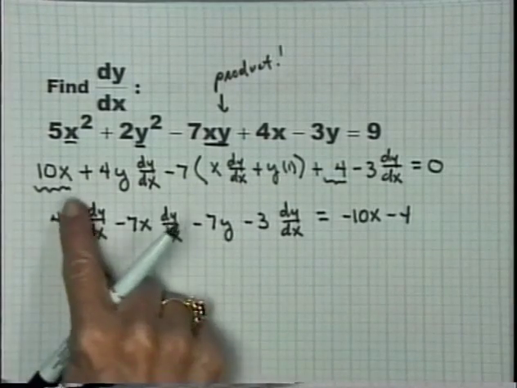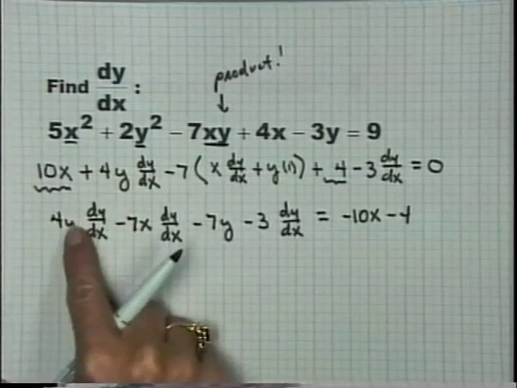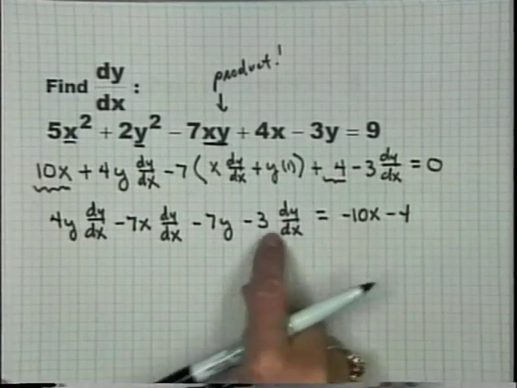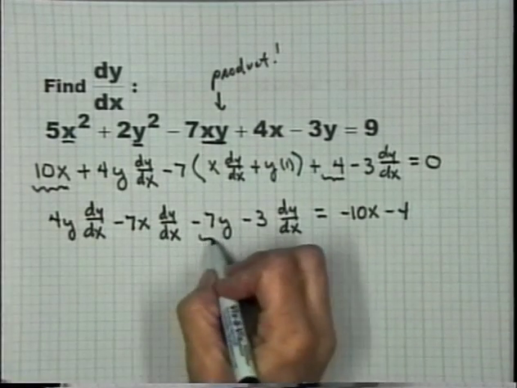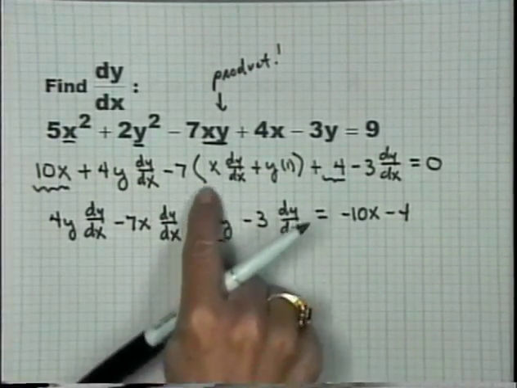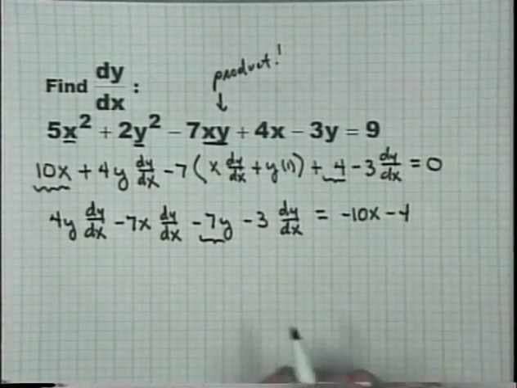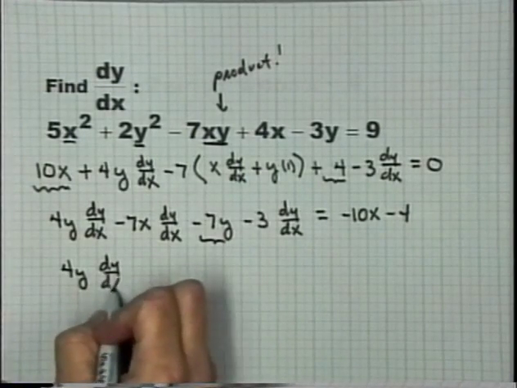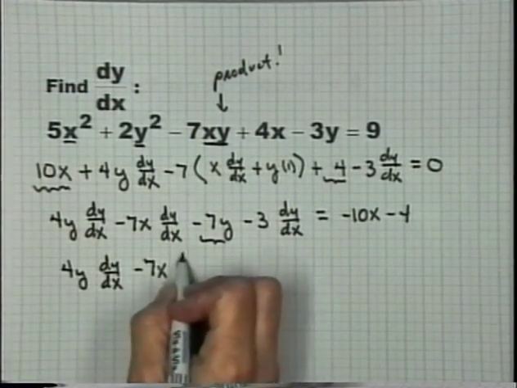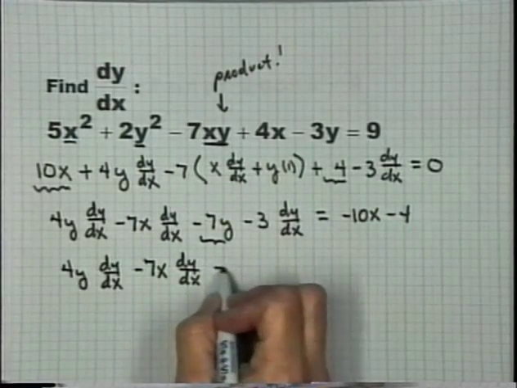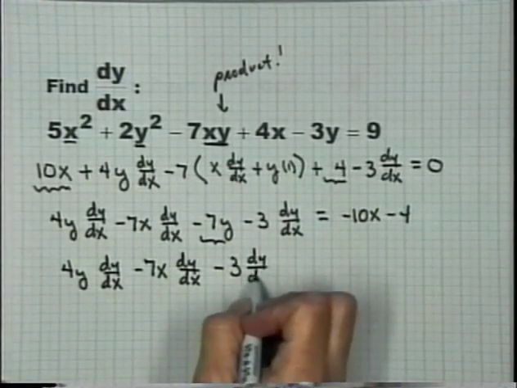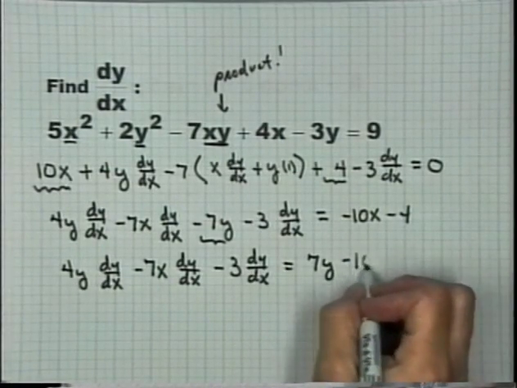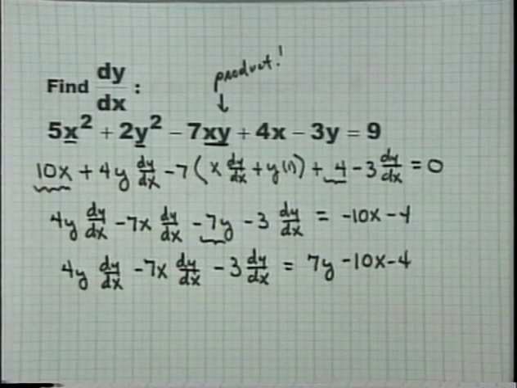Now make sure you don't lose any terms. We took that to the other side. We brought this one down. This one is here. This one is here. We took the 4 over. This one is here. Now you'll notice I have this term that does not involve dy/dx. So I'm going to move it over here. Okay? So 4y dy/dx minus 7x dy/dx minus 3 dy/dx. I'll add the 7y, so 7y, and bring down the minus 10x minus 4.